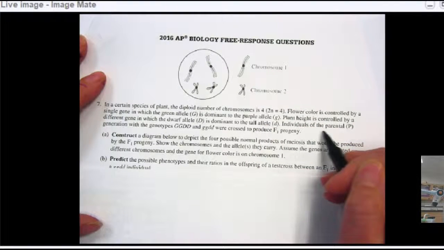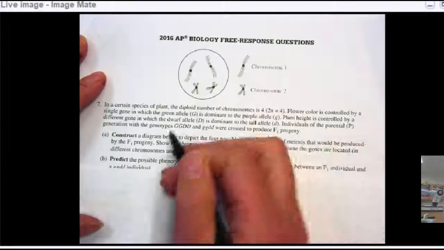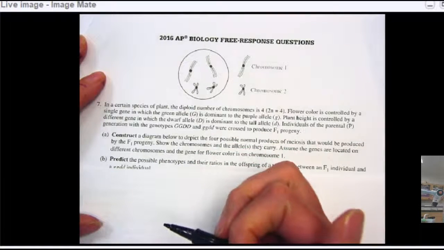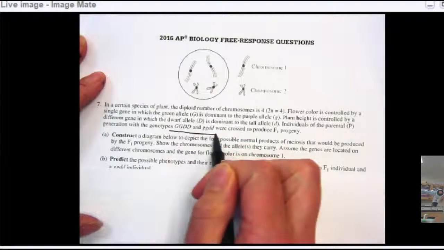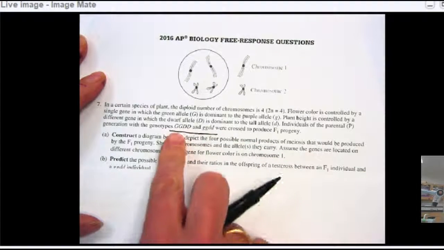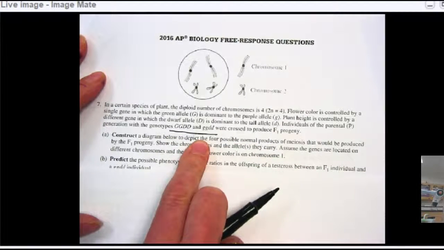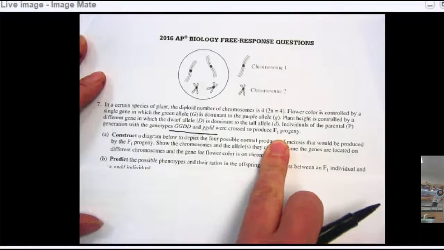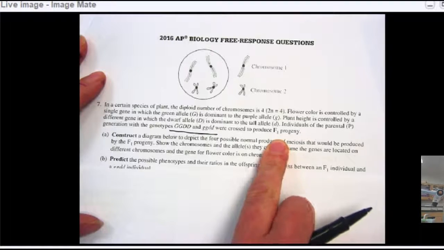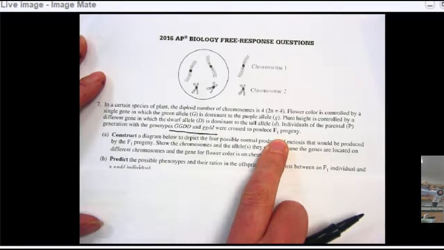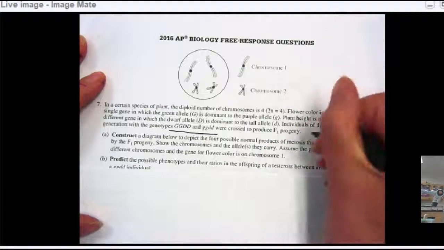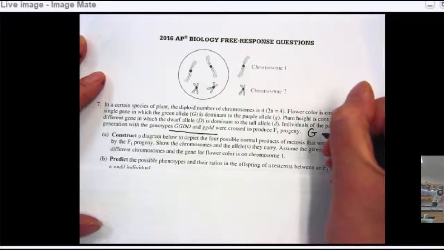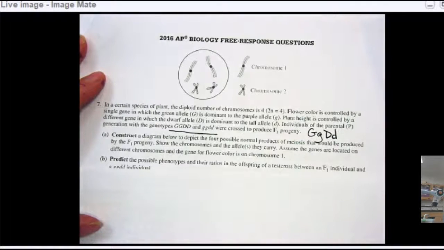We have individuals of the P generation, and P generation is always true breeding, and true breeding means that they are homozygous. They gave us the genotypes of the parents of the P generation, but they produced F1 offspring. So, what would the genotype be of the F1 offspring? Yeah, so it's a dihybrid, meaning that the F1 would be heterozygote for both of those genes.